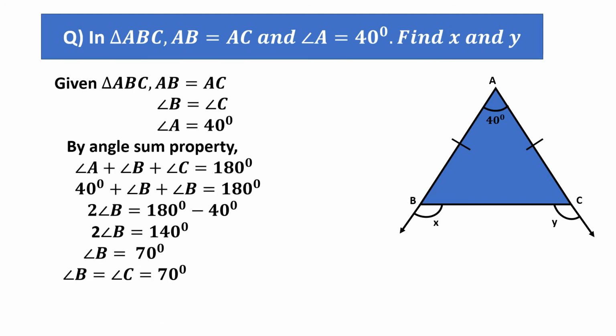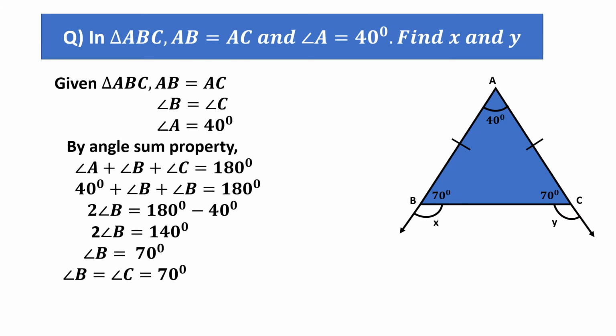First step, you are being given triangle ABC whose two sides AB is equal to AC. We know, children, according to isosceles triangle property, when two sides are equal, its opposite angles are equal. That is, angle B is equal to angle C. And we have angle A is equal to 40 degrees. So by applying angle sum property, we can find out the value of angle B. We got angle B as 70 degrees. So since angle B is equal to angle C, both the angles will be 70 degrees. Now, how can you find out the value of x?